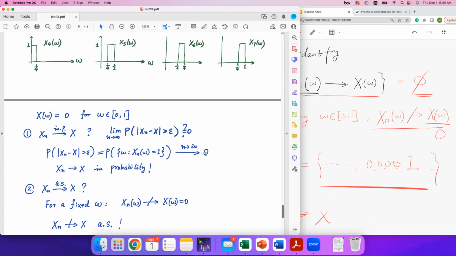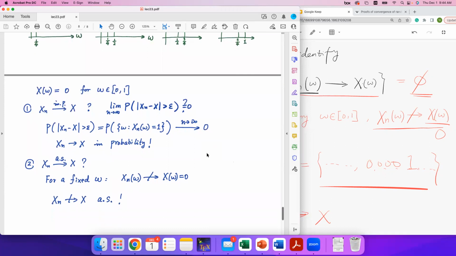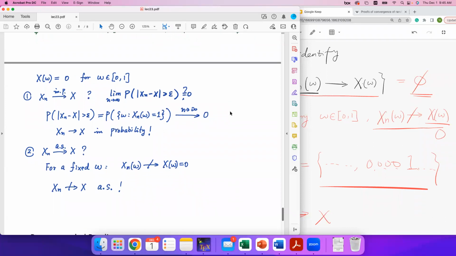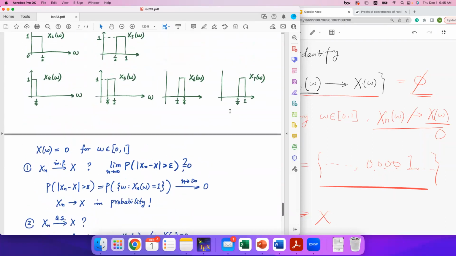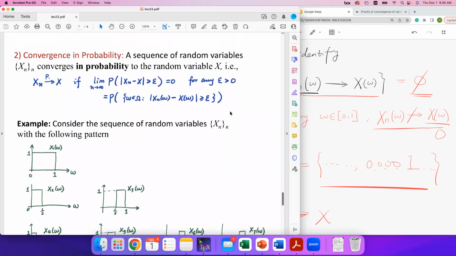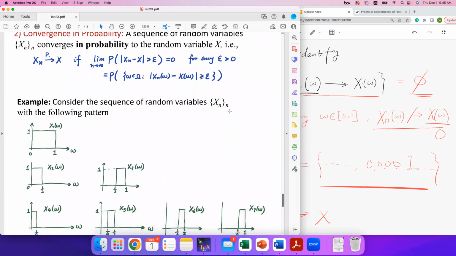So these examples tell us that different kinds of convergence may have different natures. One may or may not imply the other. So this is everything about convergence in probability. You just follow the definition and check this limit.